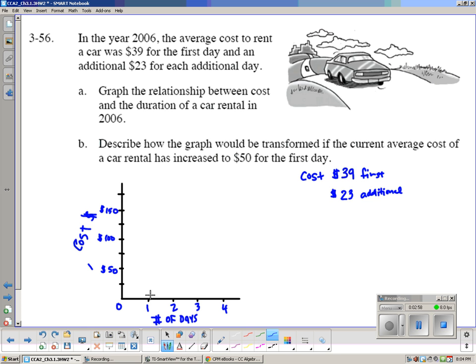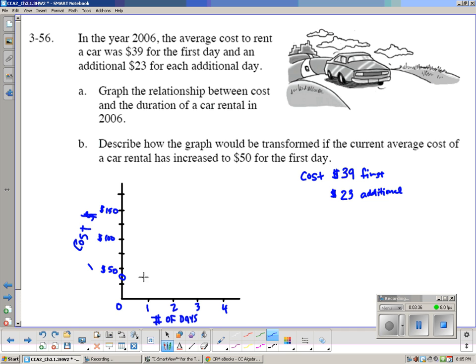So, looking at it here, if we rent it for 0 days, we are not going to pay anything. Okay, so we're not going to pay anything unless we definitely are renting it here. So wherever we're going to start, if I'm going to rent my car for the first day, it's going to cost me $39. So right around here, around $39, I'm going to want to put an open circle here, to represent the fact that I haven't paid anything. I'm not going to pay any money at all for 0 days.